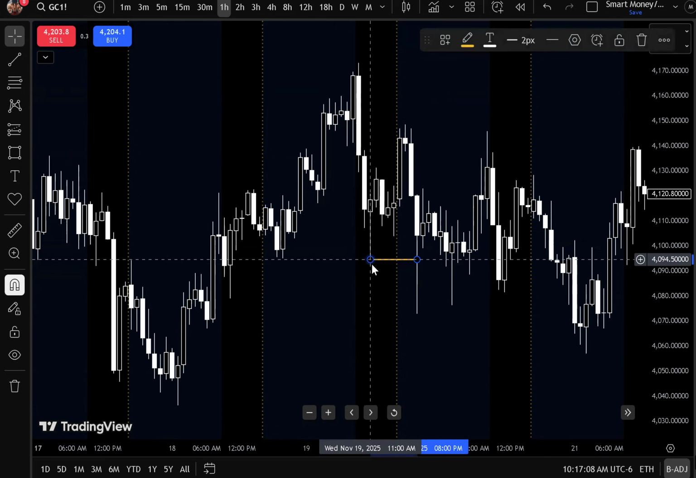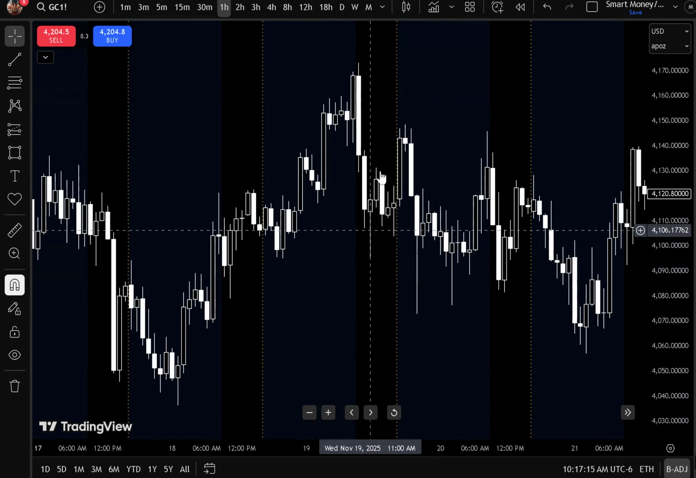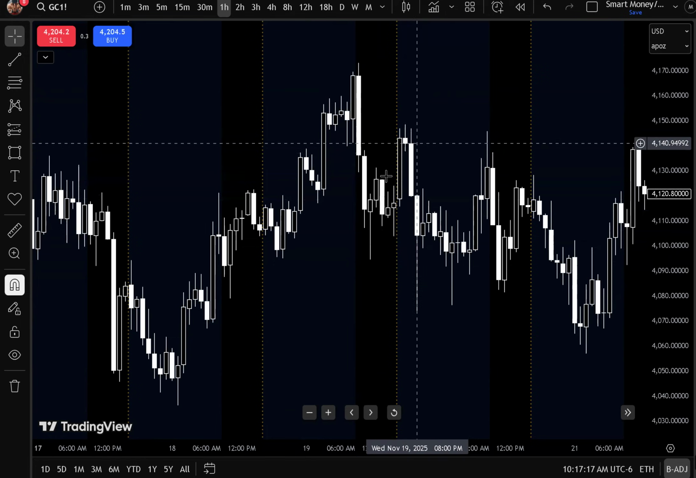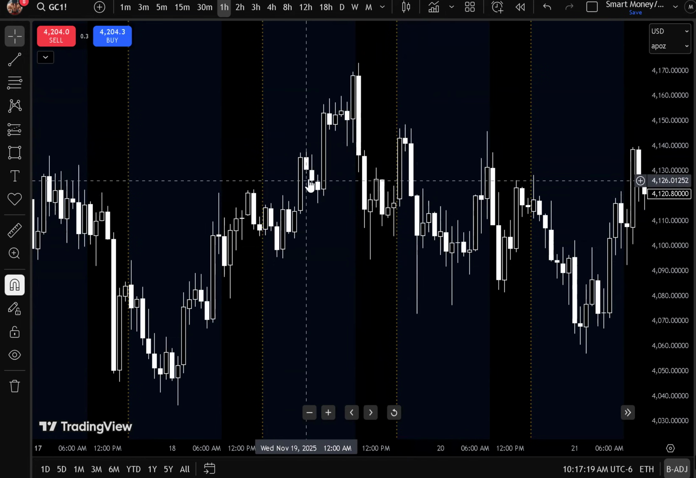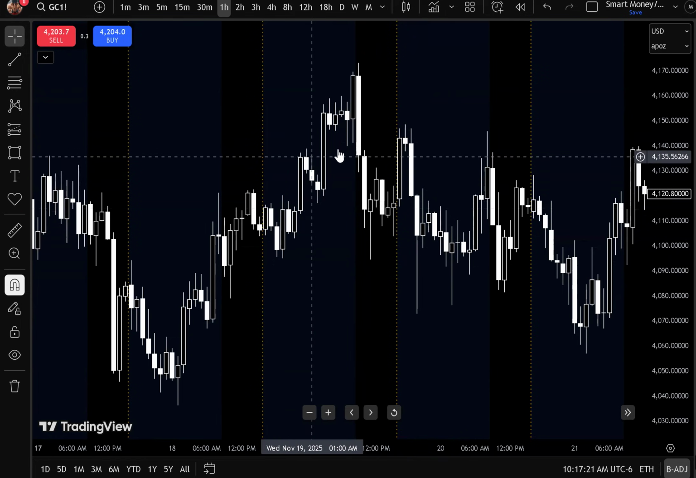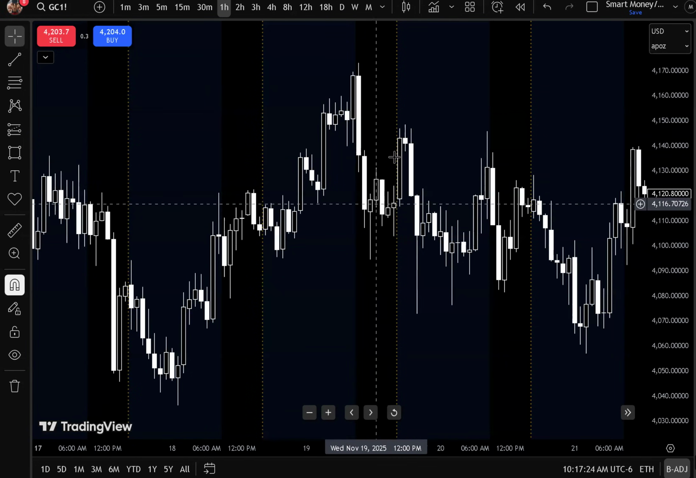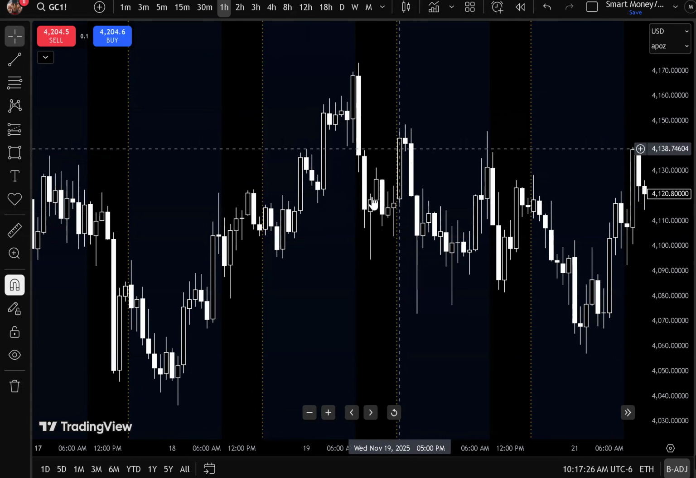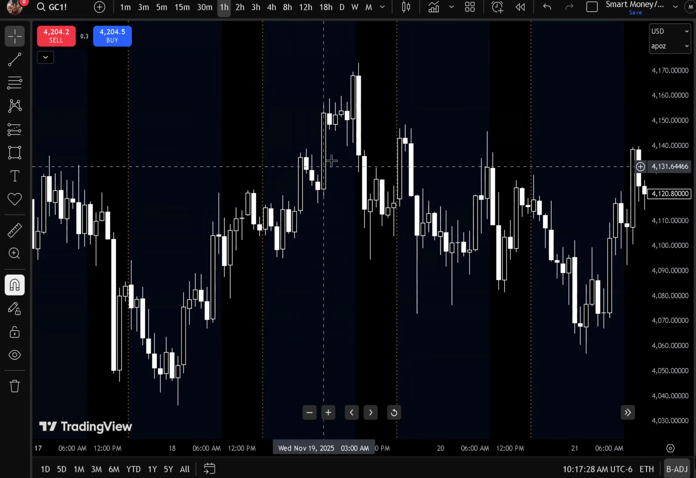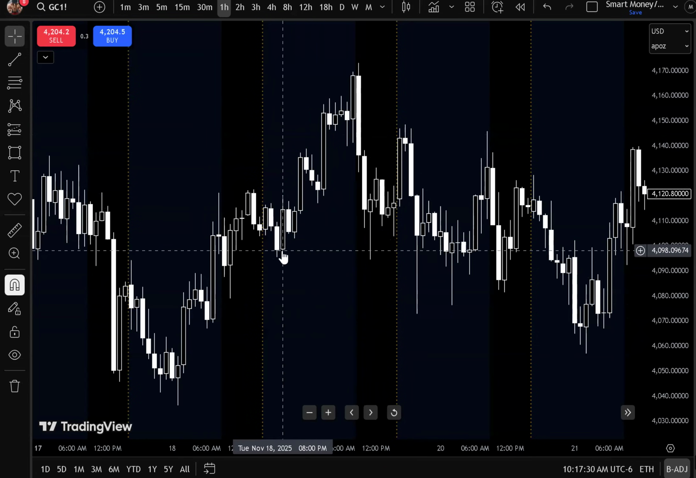Now, after we get indication, next we get correction. And the correction is the pullback. The correction is the pullback. And it pulls back into the previous range. All right. Now, check this out.